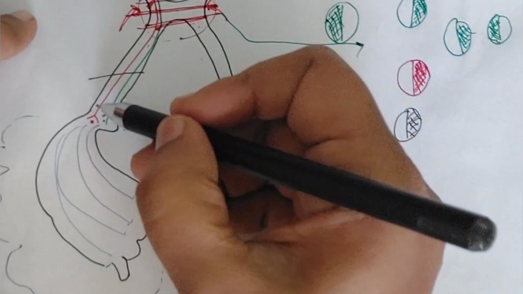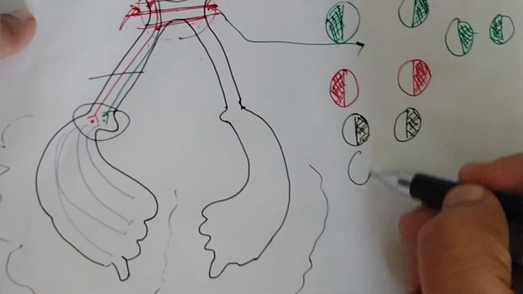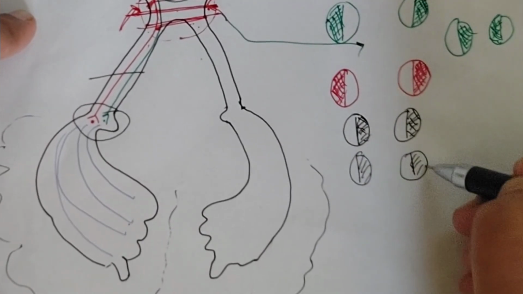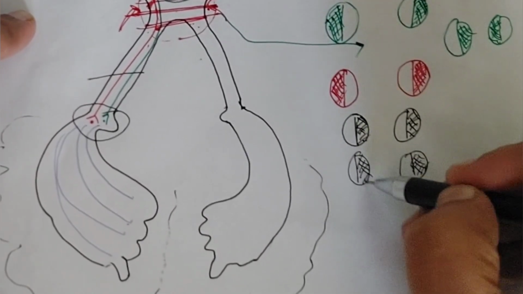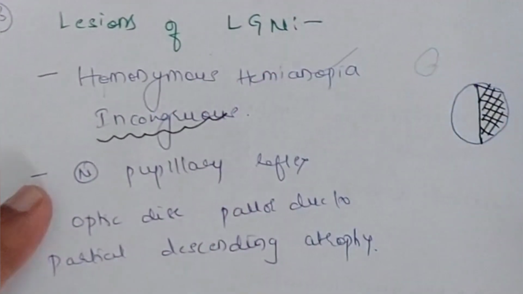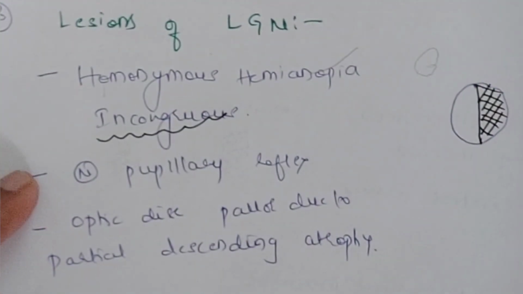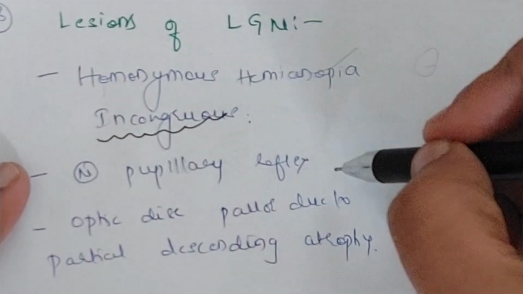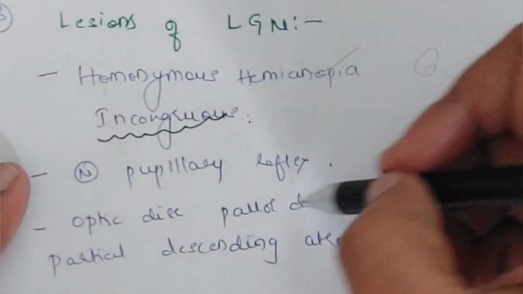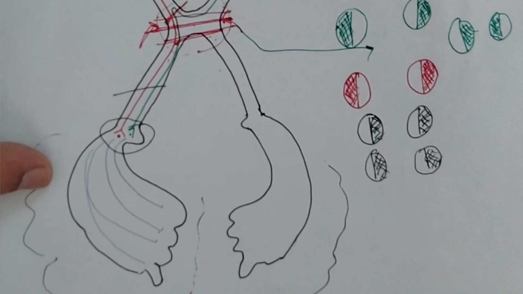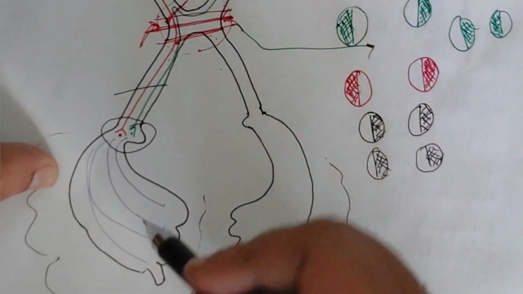Next, if there is a lesion at the lateral geniculate nucleus, again the patient will have contralateral homonymous hemianopia, as I told, only the form of involvement will vary. That is incongruous type of involvement in case of LGN, that is lateral geniculate nucleus affection. Homonymous hemianopia which is incongruous with normal pupillary reflex and optic disc pallor due to partial descending atrophy of the nerve fibers.